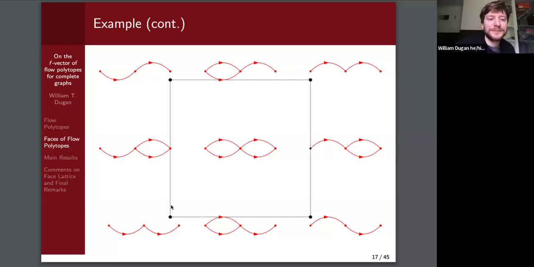Any questions? So this is maybe one of the biggest takeaways of this talk. If you're doing polytope research and you can show your polytope is a flow polytope, you have a lot of power to understand the faces.